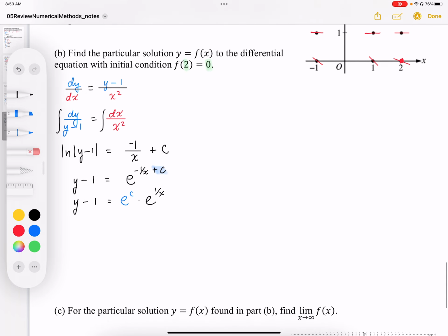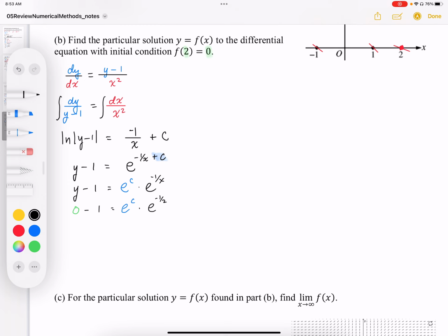Okay, so at this point, I'm going to plug in my x and y values. So y equals 0, I'm going to plug that in. Minus 1 is equal to e to the c, which I'm solving for, and times e to the 1 over x, so 1 over 2, sorry, negative 1/2.